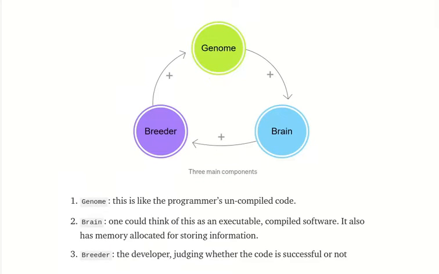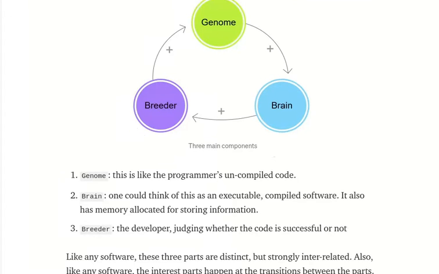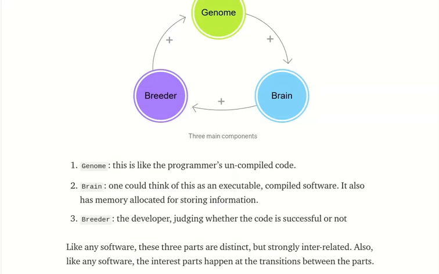The genome. This is like the programmer's uncompiled code. The brain. One could think of this as an executable compiled software. It also has memory allocated for storing information. And the breeder. The breeder is the developer that judges whether the code is successful or not. Like any software, these three parts are distinct, but strongly interrelated. Also, like any software, the interesting part happens at the transitions between the parts.